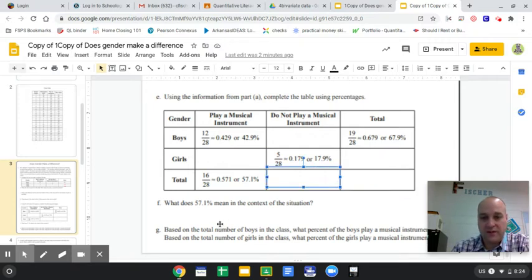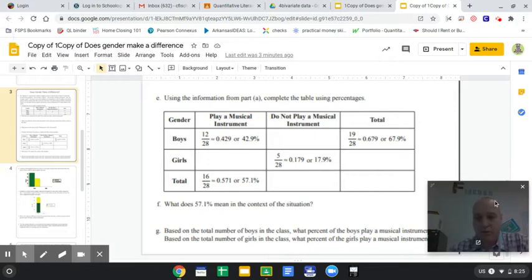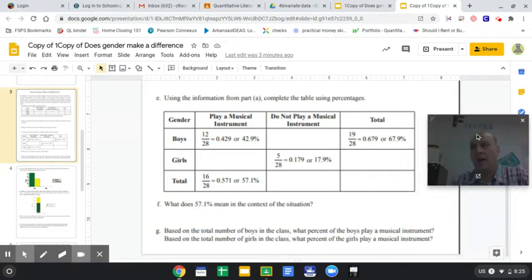What does the 57.1% mean? So this 57.1% just means that's how many students in the class play a musical instrument, because it's the whole class. So what percent play a musical instrument? Based on the total number of boys in the class, what percent play a musical instrument?